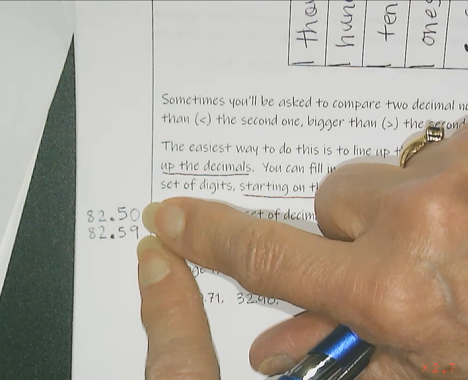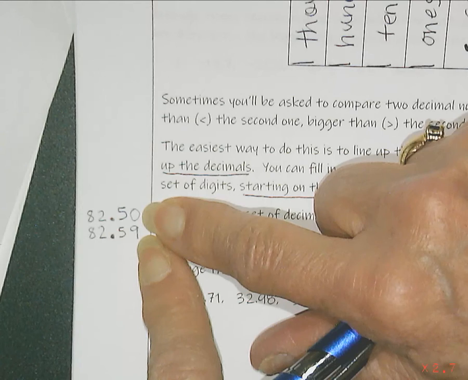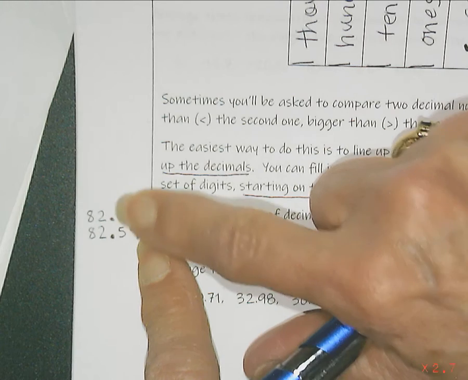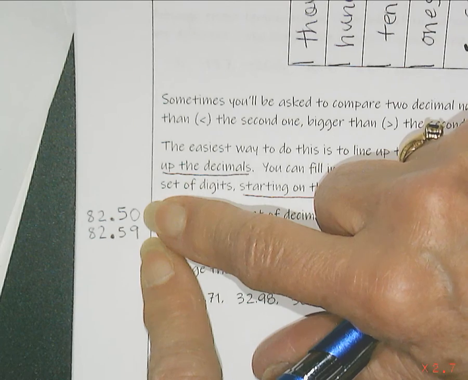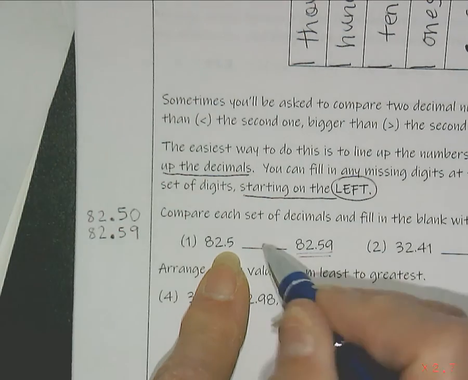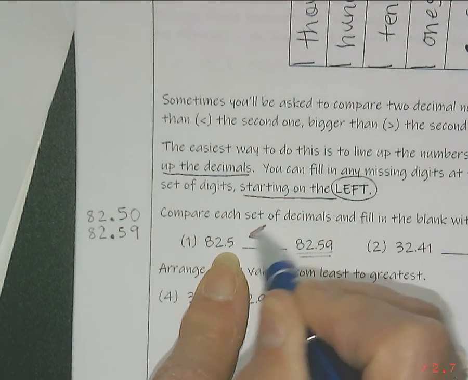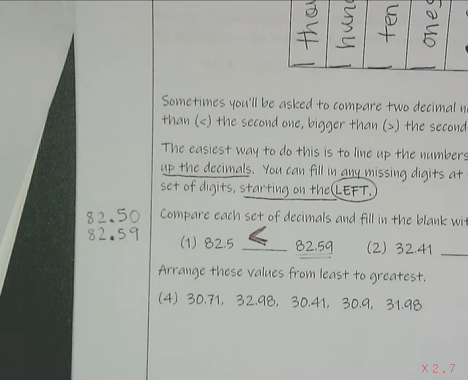So is the top number, that's the first number, smaller or bigger or equal to the second number? Smaller. The top number would be 0.50. The bottom number is 0.59. If you were thinking money, 50 cents versus 59 cents, this first number is smaller. And that's the symbol that means smaller than. Any questions on that first one?